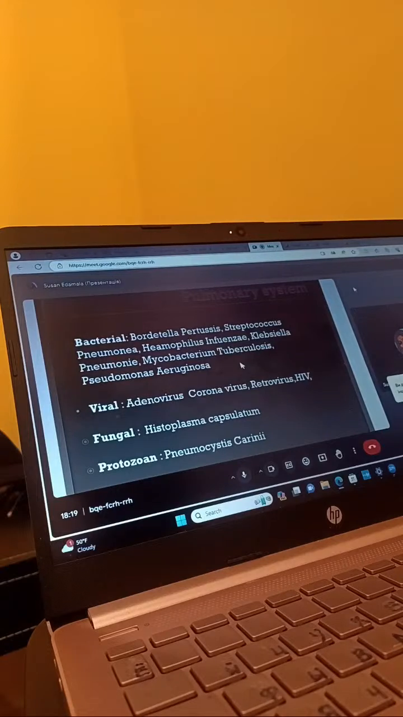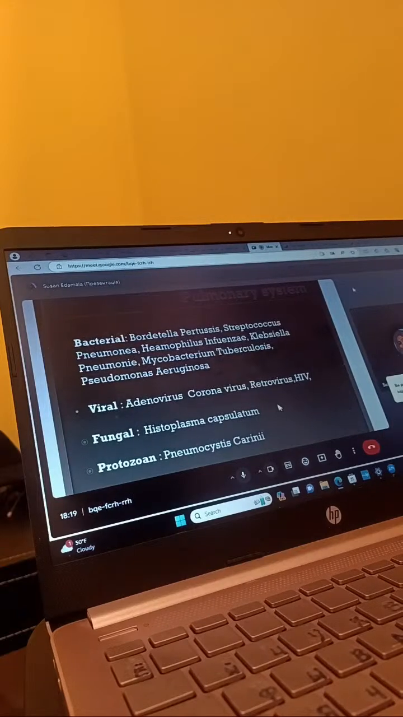coronavirus, so many others, right? Then we have adenovirus, retrovirus, HIV, then fungal infections like histoplasma, and then protozoan infections like Pneumocystis carinii. So these are the different kinds of microbes that are going to affect the lungs.